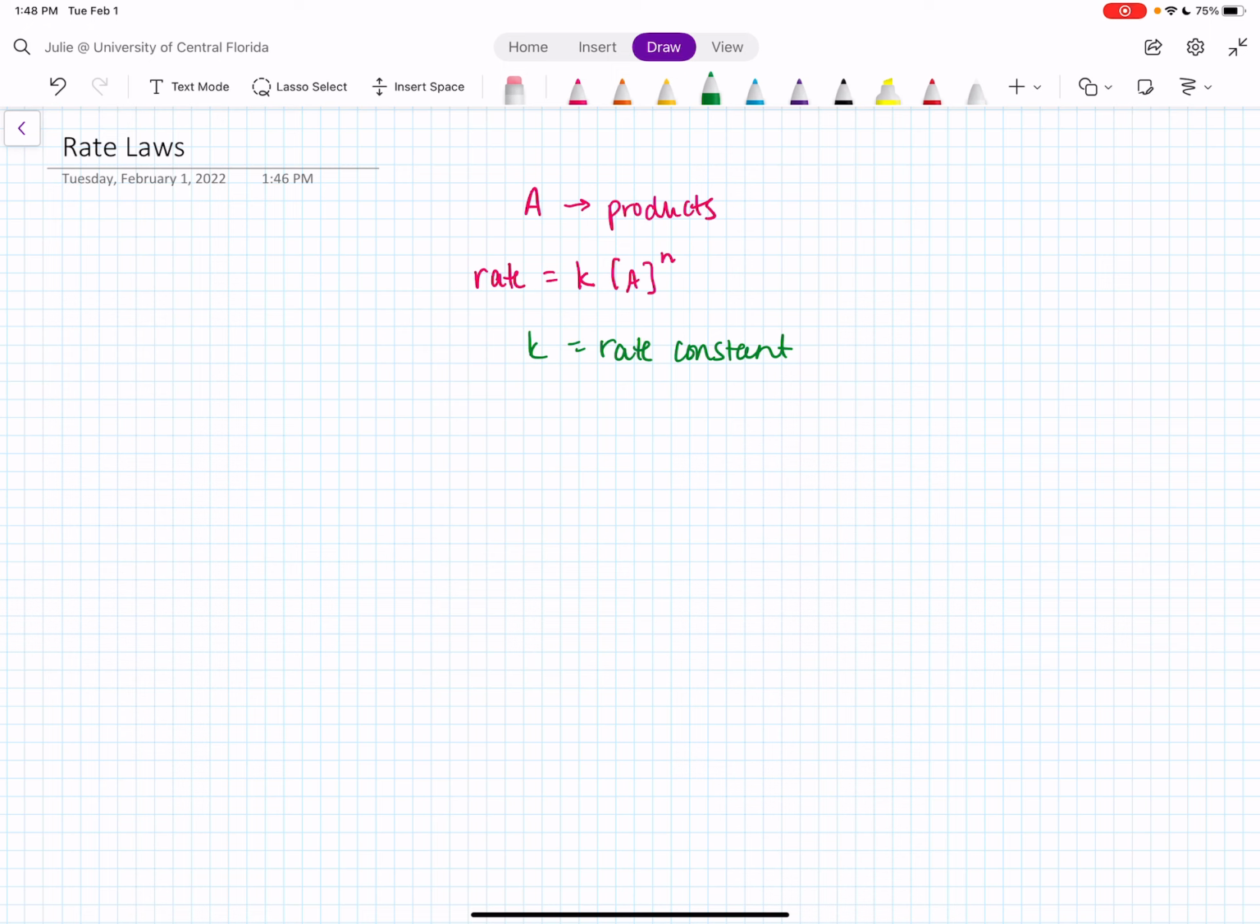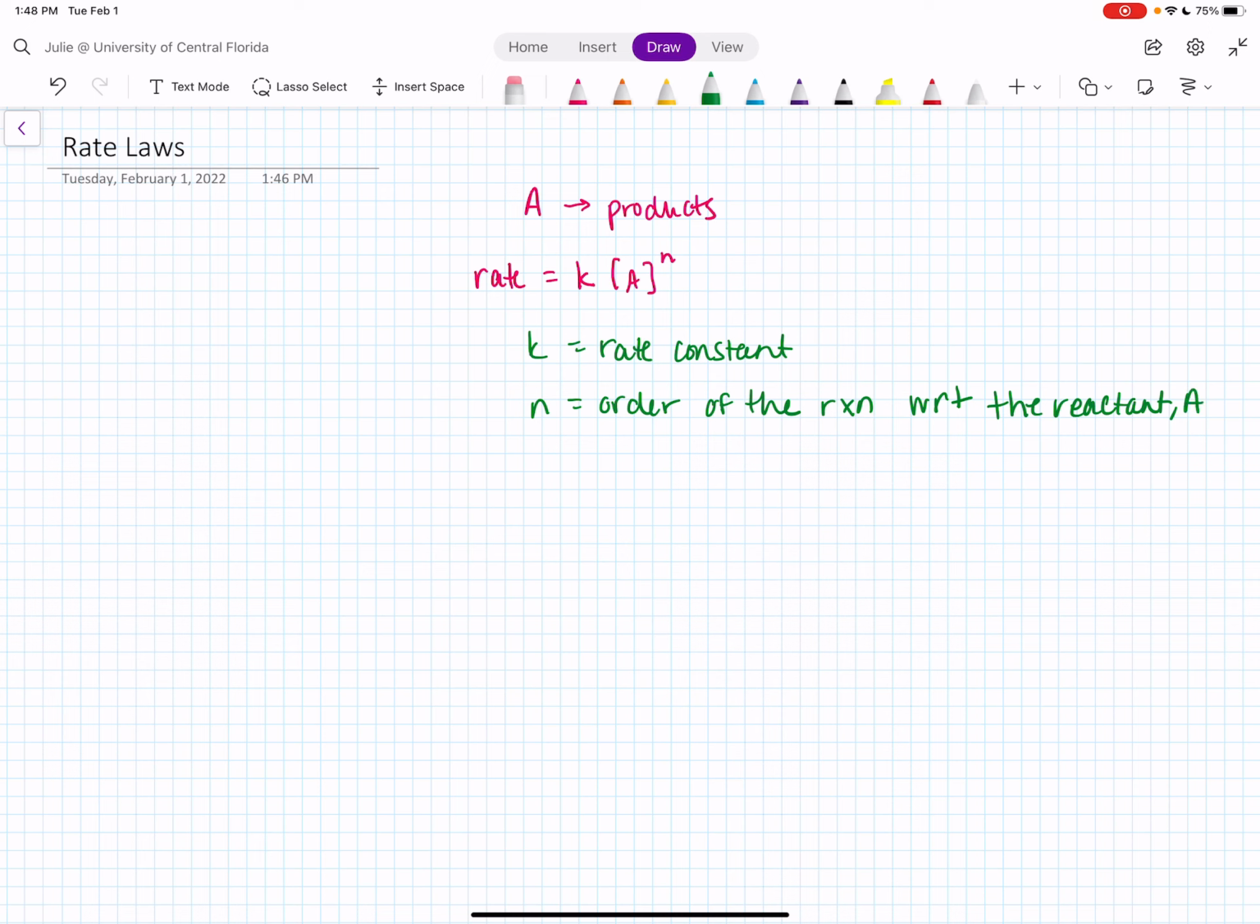And then there's n. This is the order of the reaction. And this really tells us what the relationship is between the concentration and the rate. Order of the reaction, okay? And this is with respect to the reactant, in this case, reactant A.